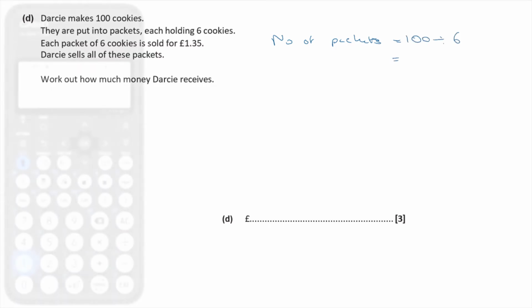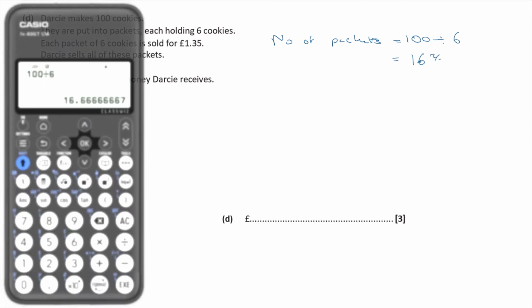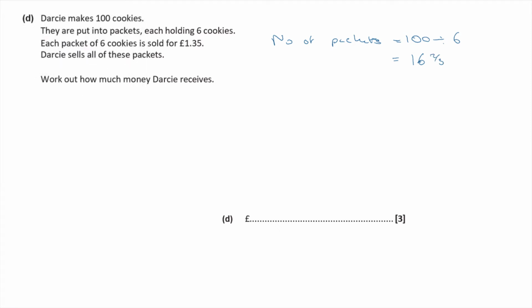Now 100 doesn't divide by 6. I'm going to get a remainder. So if I divide 100 by 6, I'm going to get 16 2/3 again, aren't I? Normally I would round up because 2/3 is closer to 17, but I can't make a 17th packet out of the amount of cookies I've got. I'll have 4 rather than 6, so I won't be able to make that last packet. So I'm going to have to round that down to 16 packets.